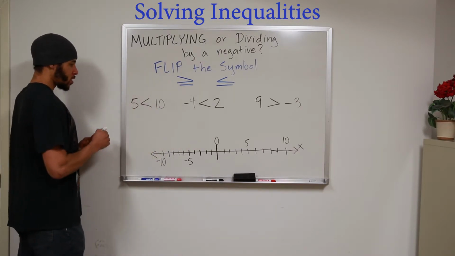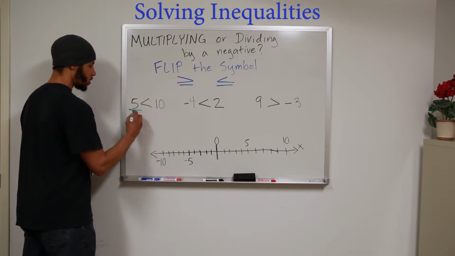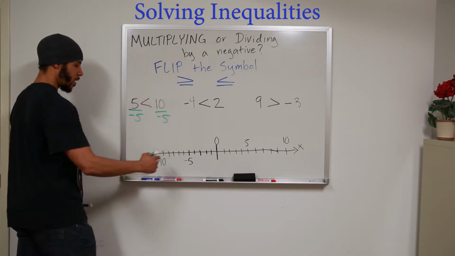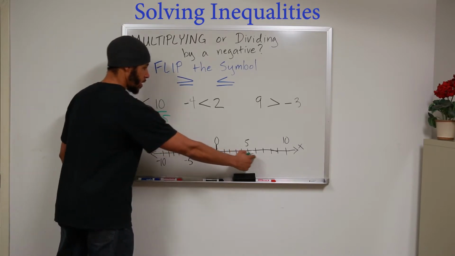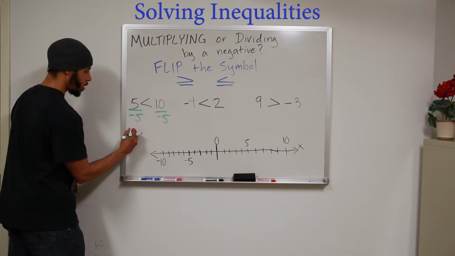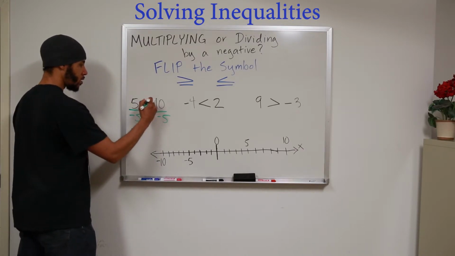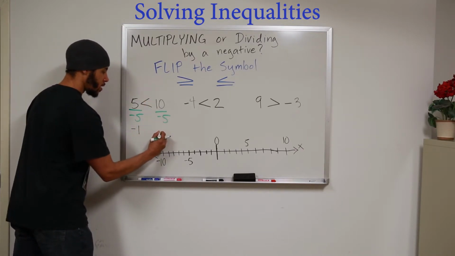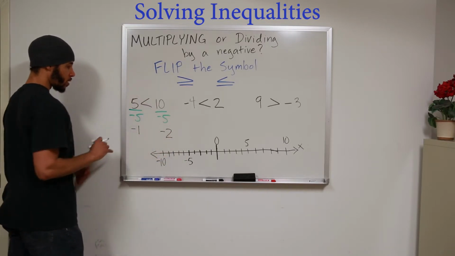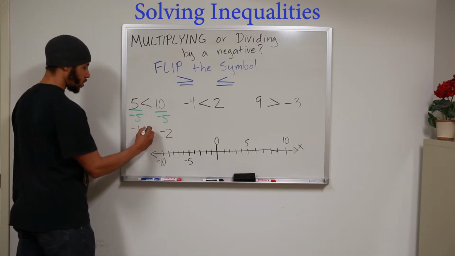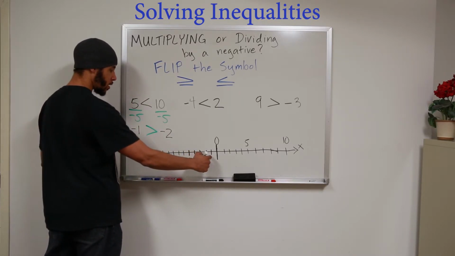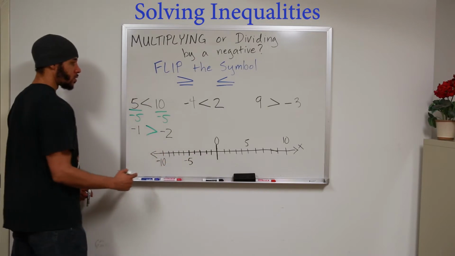So I'm just going to show something a little different here. We're going to divide both sides by -5 here. So here we have 5 is less than 10. 5 divided by -5 is going to be -1. 10 divided by -5 is going to be -2. If we had a variable here, we would have solved for it with this, but we want to make sure that we understand that we have to flip the symbol here. -1 is now greater than a -2.